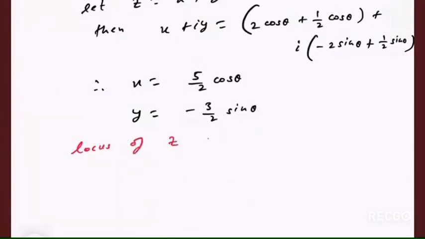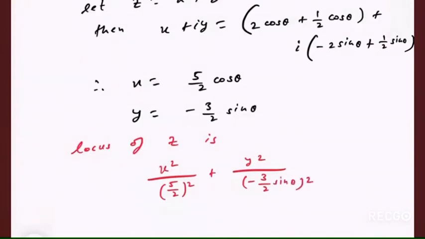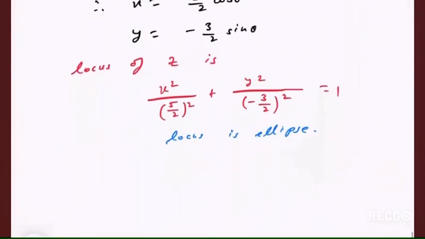So first of all, if we eliminate theta to get the locus of x and y, in fact the locus of z, we are getting x square by 5 by 2 whole square plus y square divided by minus 3 by 2. Oh, there is a typing mistake. It should be minus 3 by 2 whole square. So this is basically equal to 1. By now I should be able to recognize this equation. This is a famous standard equation of an ellipse. So the locus of z in the complex plane is an ellipse.